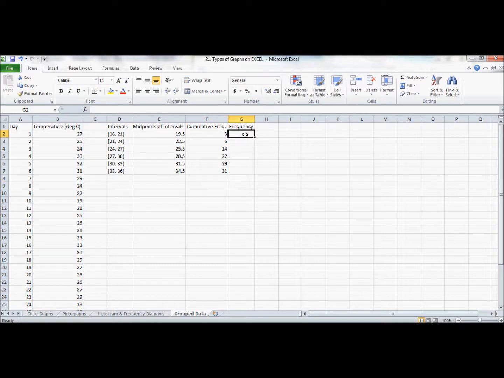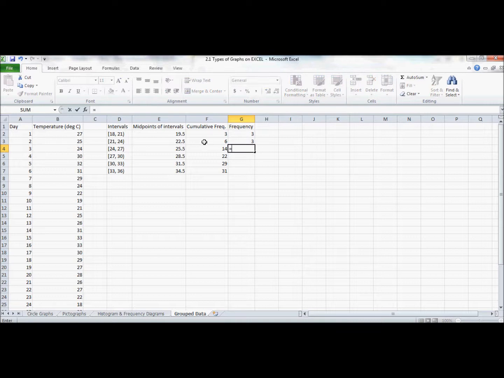In order to calculate the frequency, what we can do is subtract consecutive cumulative frequencies. So the first one, well, we know if the cumulative frequency for the first interval is 3, then the frequency for the first interval has to be 3 as well. So that one's easy. For the second one, if we take the cumulative frequency from the second interval and subtract the cumulative frequency from the first interval, that should leave us with how many are only in interval 2. So we're going to do a similar calculation for the rest of the frequencies.